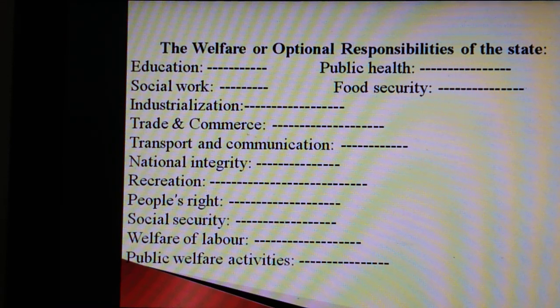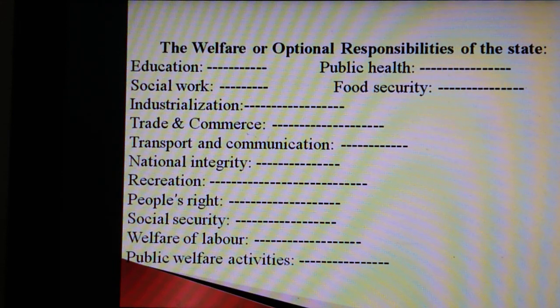Next, welfare of the labor. Upholding rights of the labor, making labor policy, fixing minimum wage, determining working hours, creating working environment, providing bonus, insurance and pension, creating employment, and making skilled workers are important optional functions of the state. That is, the state upholds the rights of the laborers, makes labor policy, fixes minimum wage, determines working hours, creates working environment, provides bonus, insurance, and all other economic financial activities to the laborers and workers in a state.